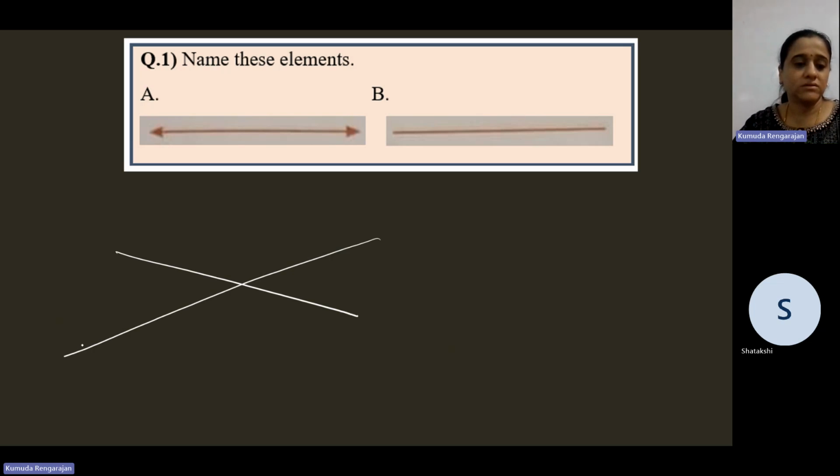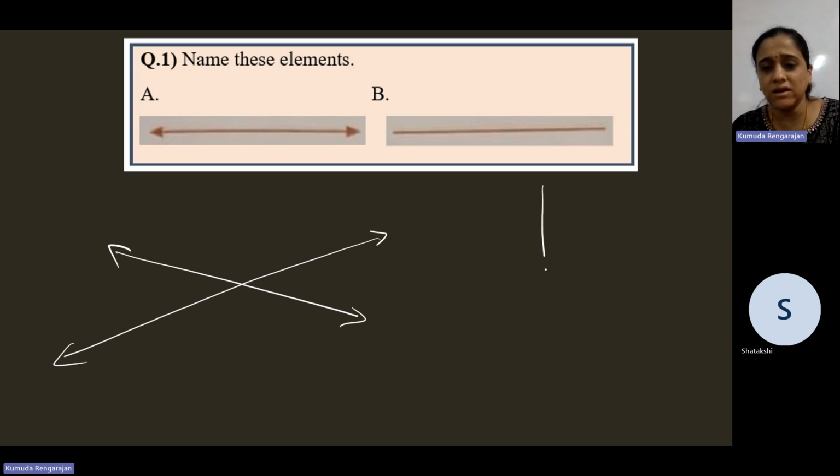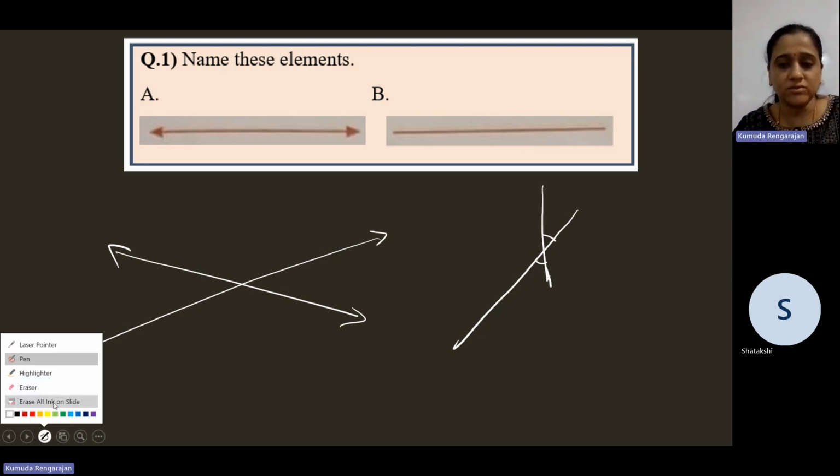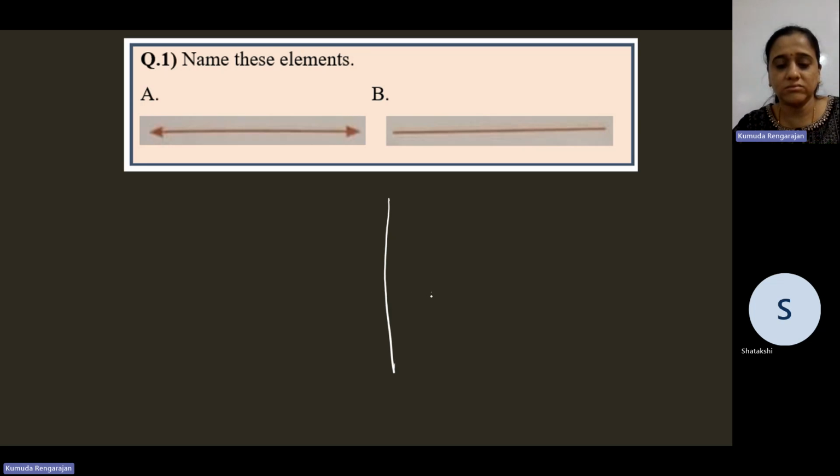See here? Two lines. They need not be like an X like this. It can be like this also. See here? These are also vertically opposite. Two lines must meet. When two lines meet, they need not always form a perfect X formation. It can be like this also, like this and like this. These are two lines, and they intersect at this point.